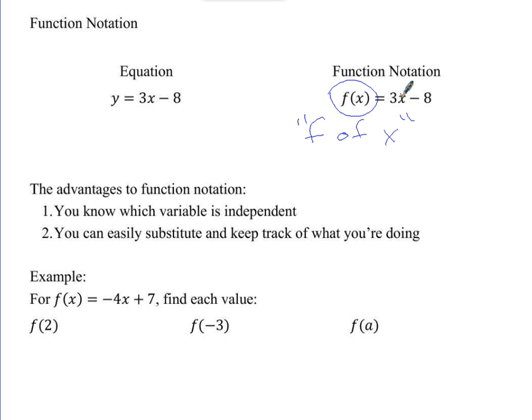This thing changes depending on what happens over here. Over here, we have y changing depending on what happens with x. Here we have f of x changing depending on what we do to x. It's the exact same thing. They are interchangeable. You can go from that to that or backwards if you need to.